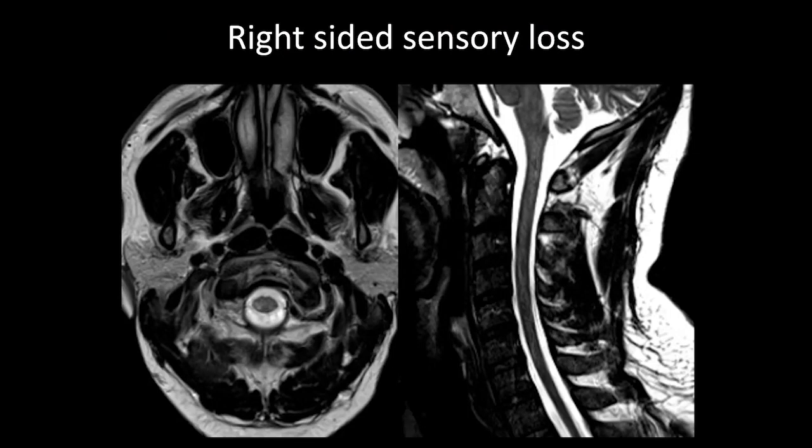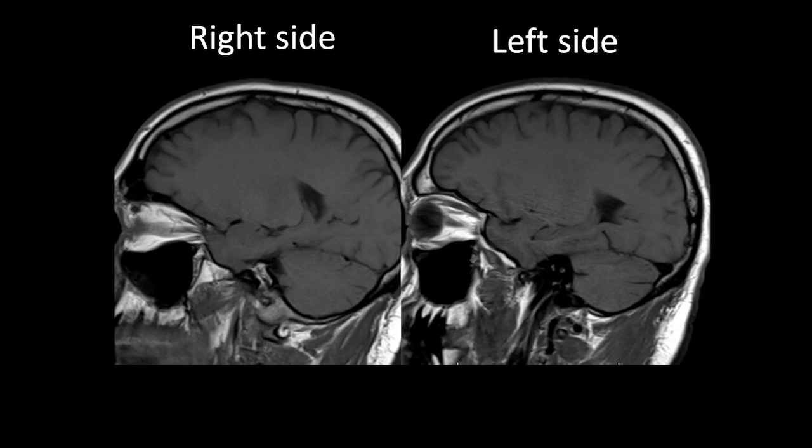This is another interesting case. Patient comes in with a right side sensory loss, and this is how subtle the findings can be. Look at this little abnormality here of the spinal cord, on the posterior lateral aspect, very hard to see. T1 is done, and the T1 shows the finding very well, because look at the left side. There is a good flow void of the vertebral artery, a normal vertebral artery.